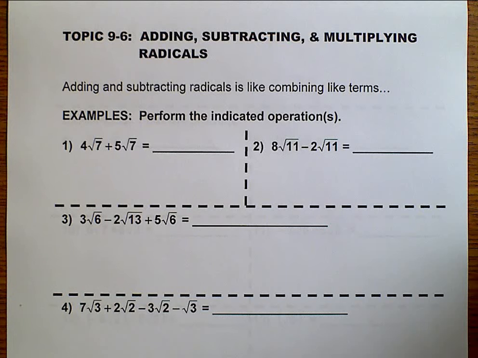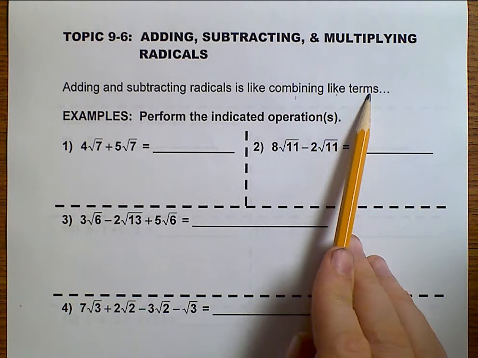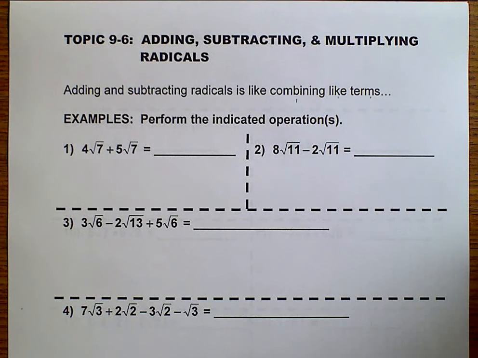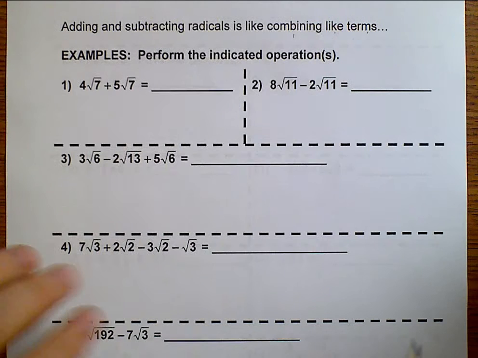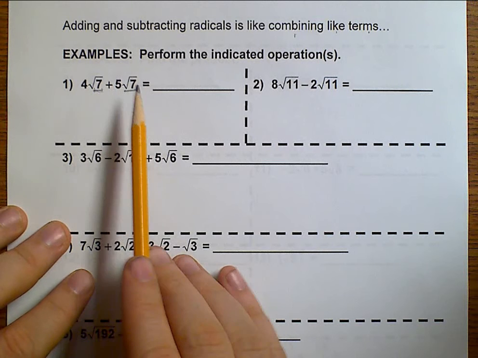Hello, this is topic 9-6 over adding, subtracting, and multiplying radicals. So, we've talked about how to simplify radicals. Now we're going to be combining radicals. And it's just like combining like terms when we're talking about variables like x or y. Works just the same. The thing is that your radical has to be identical. So, the square root of 7 matches the square root of 7, so that means that these are like.